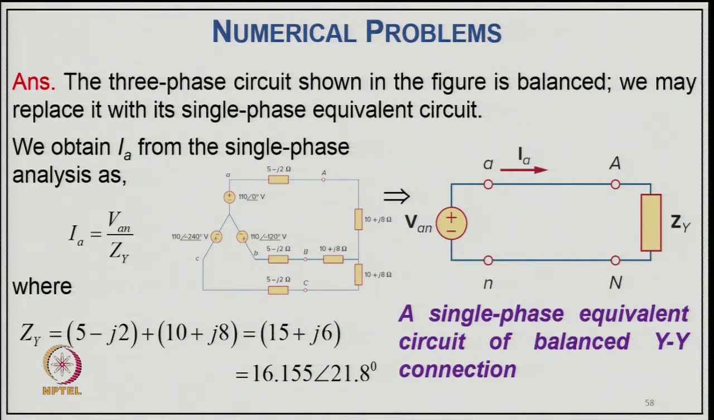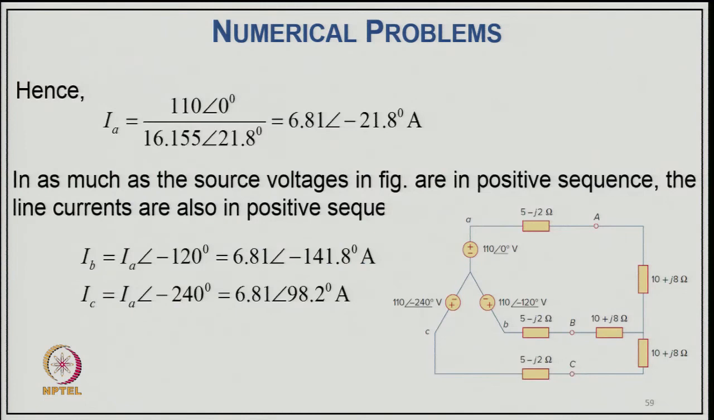So, we may replace it with the single-phase equivalent circuit and we obtain I equal to Vn by Zy, where Zy is your source impedance: 5 minus j2 plus j10 plus j8, that becomes 15 plus j6, which is 16.155 at an angle of 21.8 degrees ohms. From this you can find the phase current, which is equal to the line current: the phase voltage 110 at 0 divided by the impedance 16.15 at an angle of 21.8 degrees. So, the current comes to 6.81 at an angle of minus 21.8 degrees amperes.